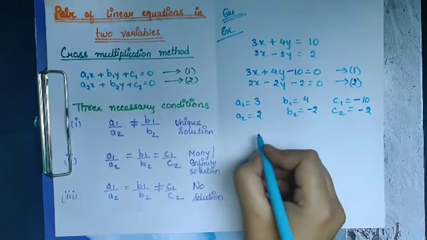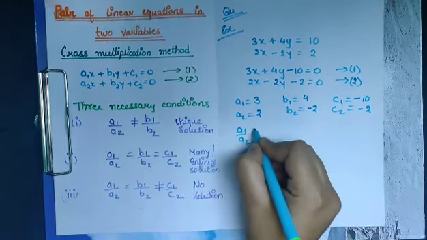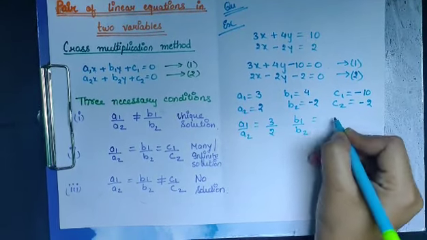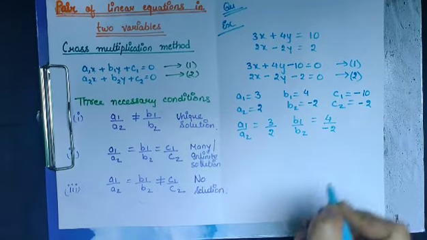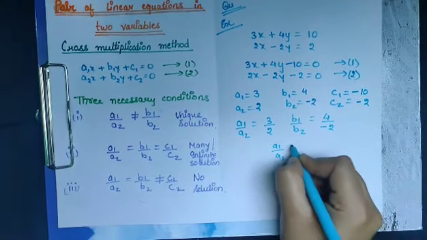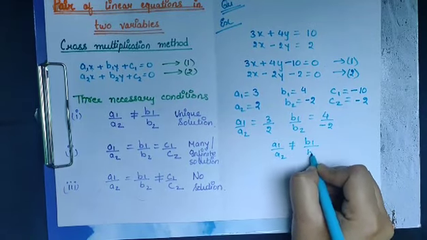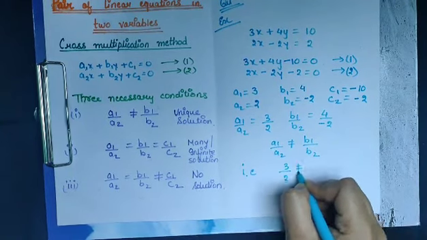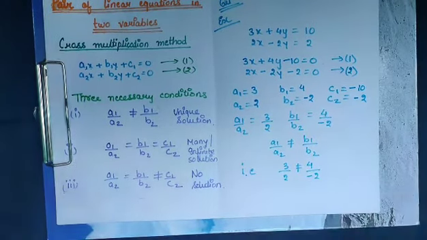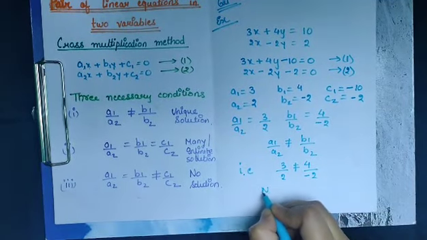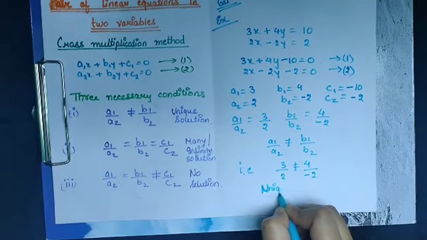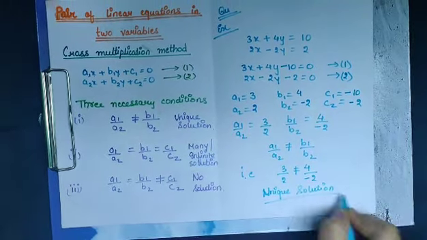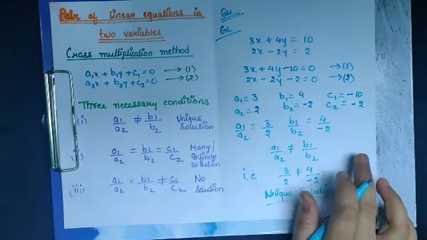So let's check. a1 upon a2 equals 3 upon 2. Similarly, b1 upon b2 equals 4 upon minus 2. We see a1 upon a2 is not equal to b1 upon b2. That is, 3 upon 2 is not equal to 4 upon minus 2. So this pair of linear equations will have a unique solution. We can find the unique solution for this pair of linear equations.